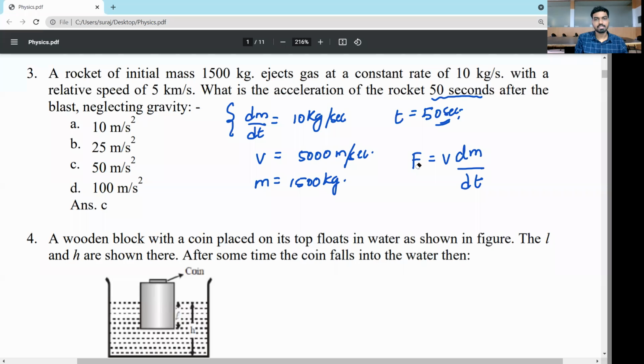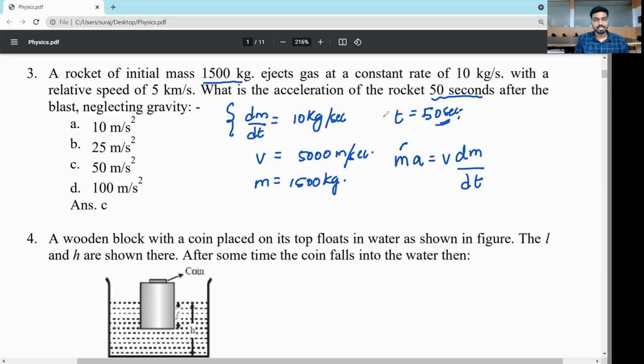And force you should write here as mass times acceleration. Now mass will be what? You should not take the initial mass. Initial mass is 1500 kg. But here, what is the acceleration of the rocket 50 seconds after the blast?